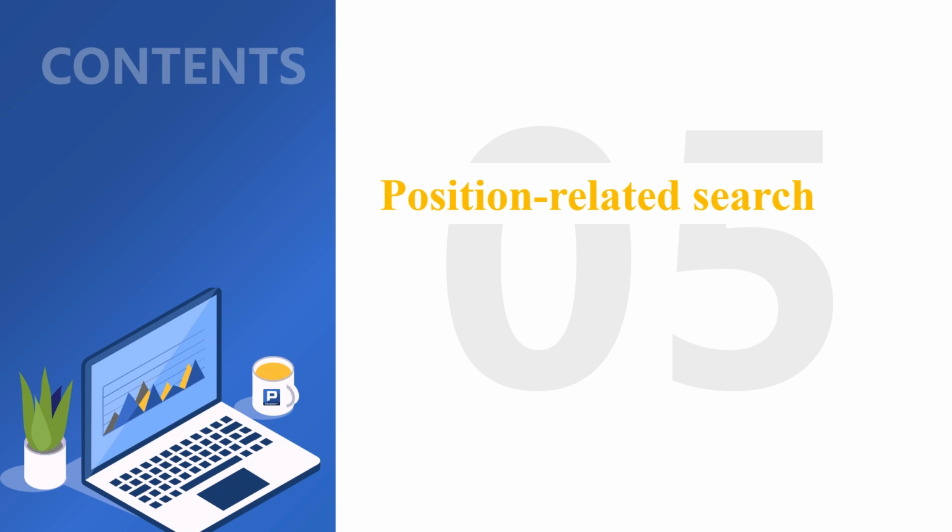Position-related search. Sometimes we also need to search based on the position of data, such as finding out the students in the 5th row, finding out the students with odd seat numbers, or finding out the students next to the student who is ranked first in the class, and so on. In this section, we will talk about position-related search. 1. Search for the nth from last.